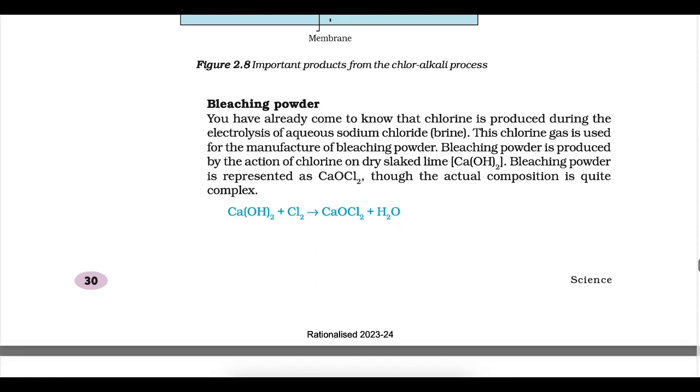Bleaching powder. You have already come to know that chlorine is produced during the electrolysis of aqueous sodium chloride. This chlorine gas is used for the manufacture of bleaching powder. Bleaching powder is produced by the action of chlorine on dry slaked lime. Bleaching powder is represented as CaOCl2, though the actual composition is quite complex.